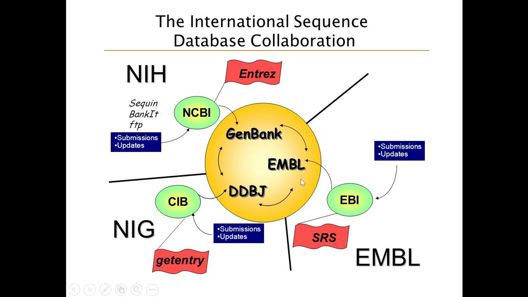Then there is another database called EMBL, European Molecular Biology Laboratory. This database is maintained by EBI, European Bioinformatics Institute, and you can search EBI databases with SRS, Sequence Retrieval System. Then DDBJ, that is DNA Data Bank of Japan, is maintained by CIB, which is a part of NIG, National Institute of Genetics, and you can access CIB databases with the JetEntry search engine. Before this collaboration, all these three databases were independent, but after collaboration, the data present in these three databases is the same.